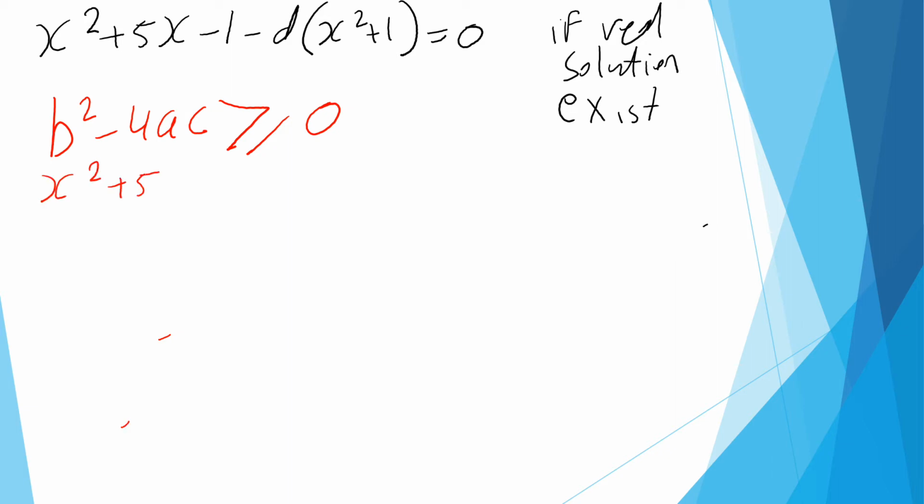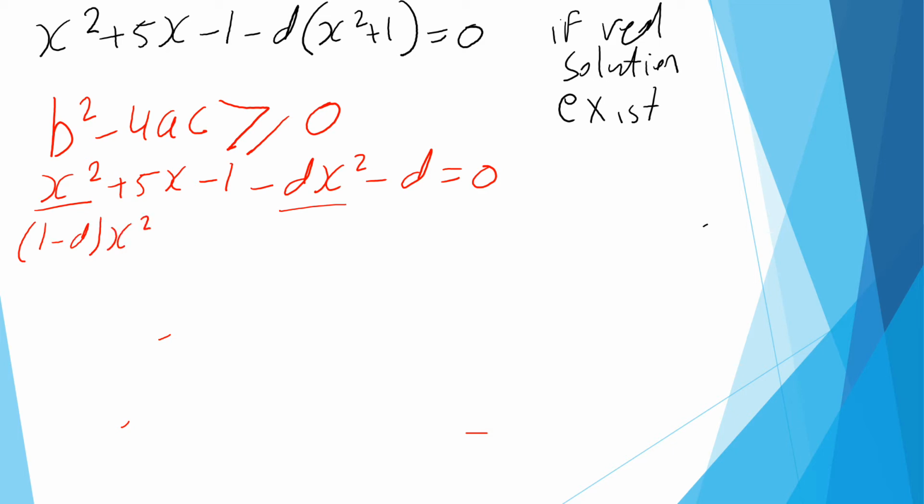So I'm going to prepare my equation first. Negative dx squared minus d equals 0. Now having the x's together, so x squared with x squared, that's the common factor, so I have 1 minus d, x squared. Only one term with x, and I have the terms negative 1, negative d equals 0. So this one is my c, this is my b, and here is my a.